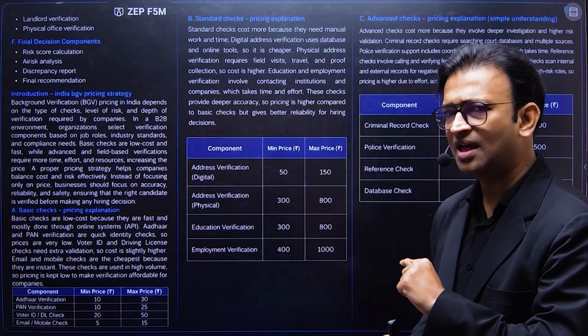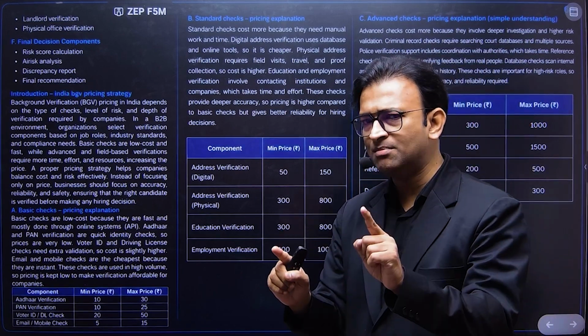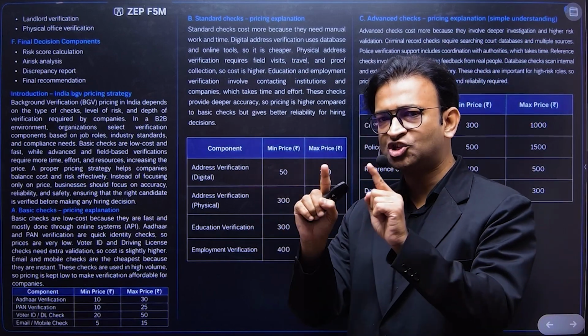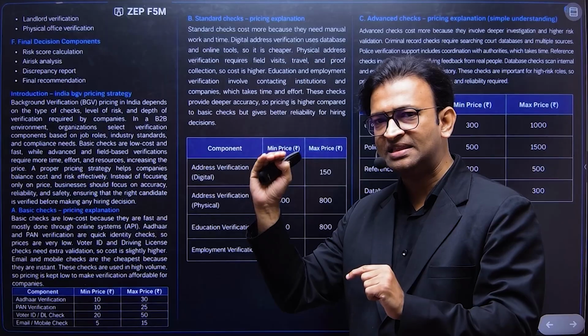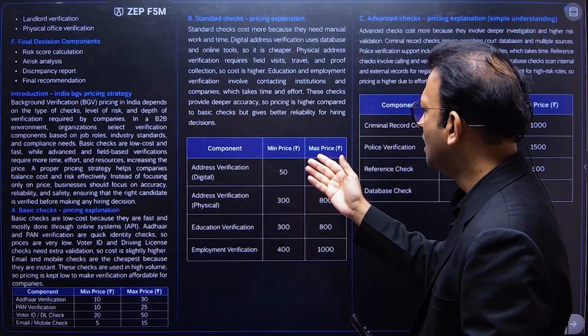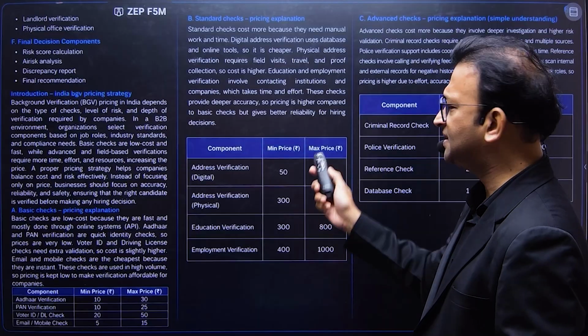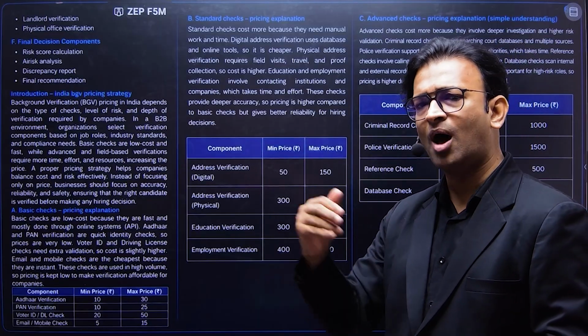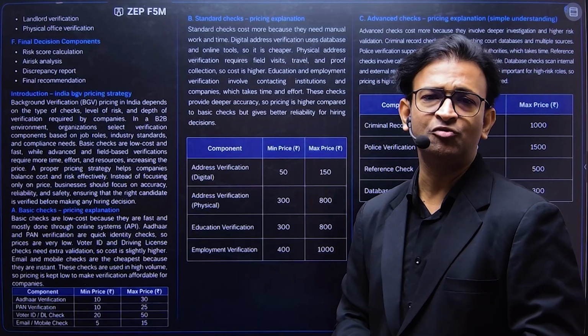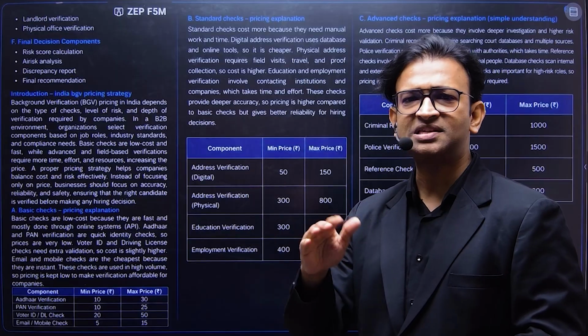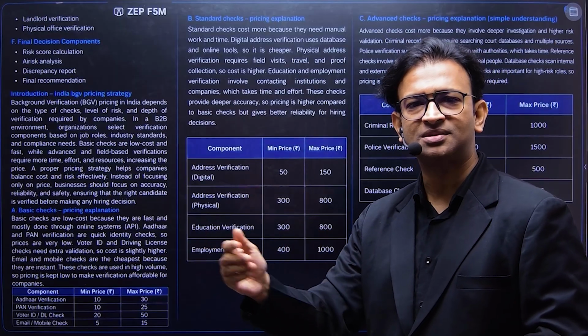Now, let us look at the table to see the minimum and maximum range of the prices involved in these checks. Address verification digital: the minimum price, as you can see, is 50 rupees. That can go up to 150 rupees or a little more as and when the situation demands.